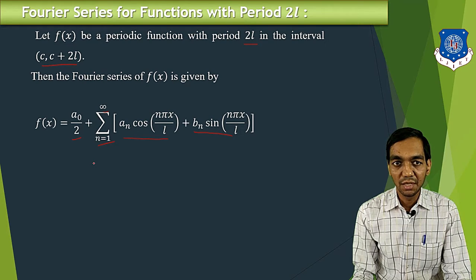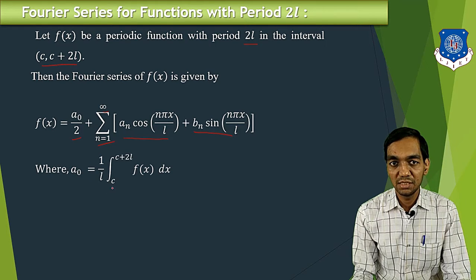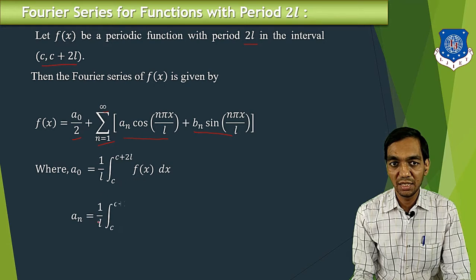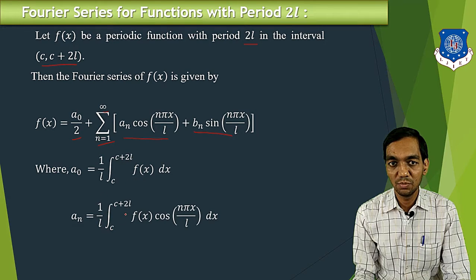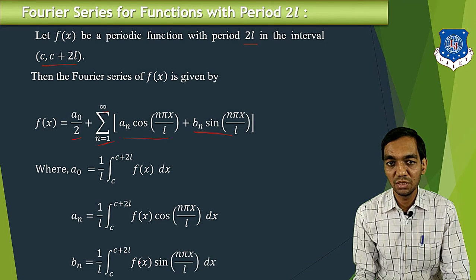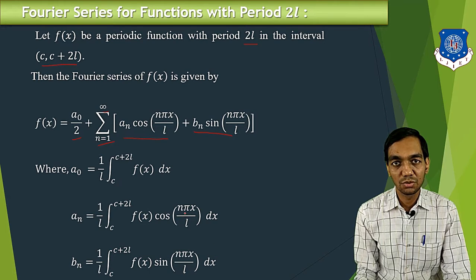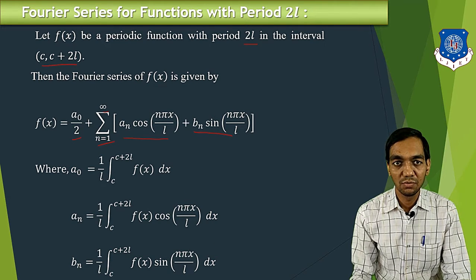Correct? Now, a0 is given by 1 upon L integral from c to c plus 2L of f(x) dx. In the same manner, an is given by 1 upon L integral from c to c plus 2L of f(x) into cos n pi x upon L dx. And bn is 1 upon L integral from c to c plus 2L of f(x) into sin n pi x upon L dx. Correct? So this is the Fourier series that we have already discussed.